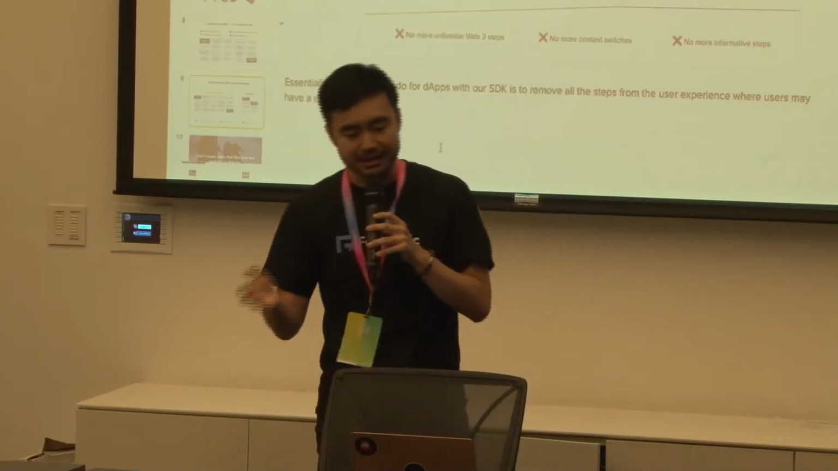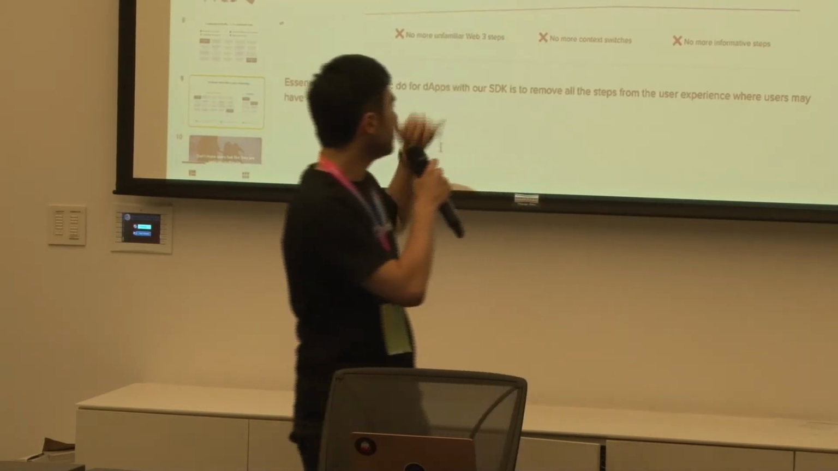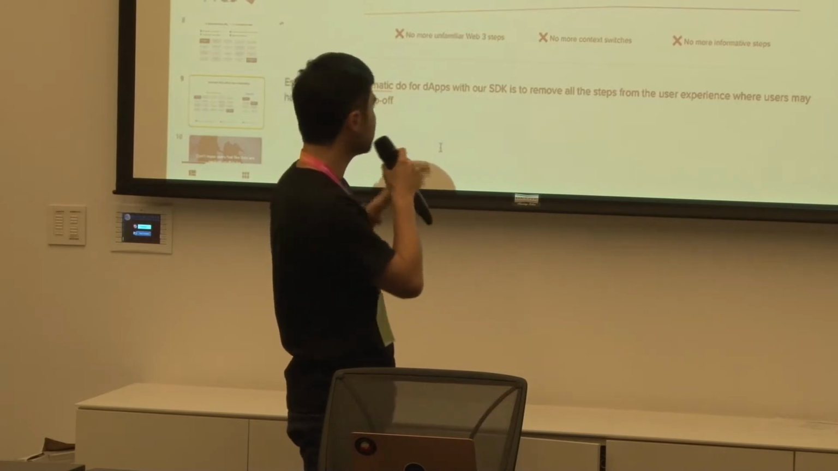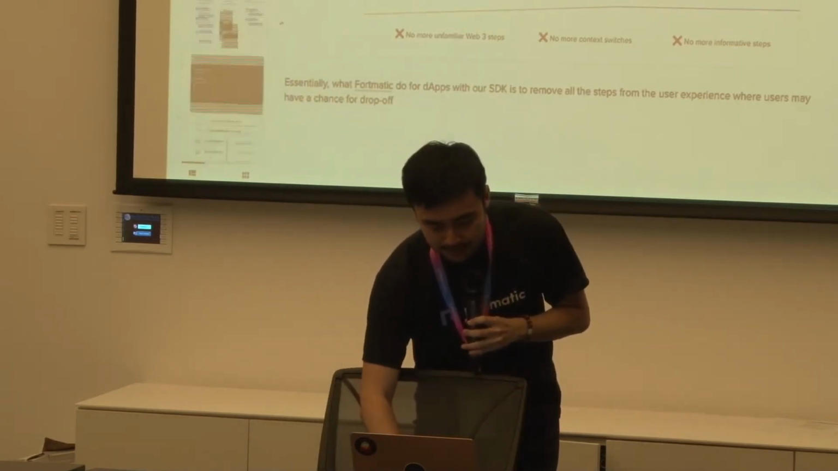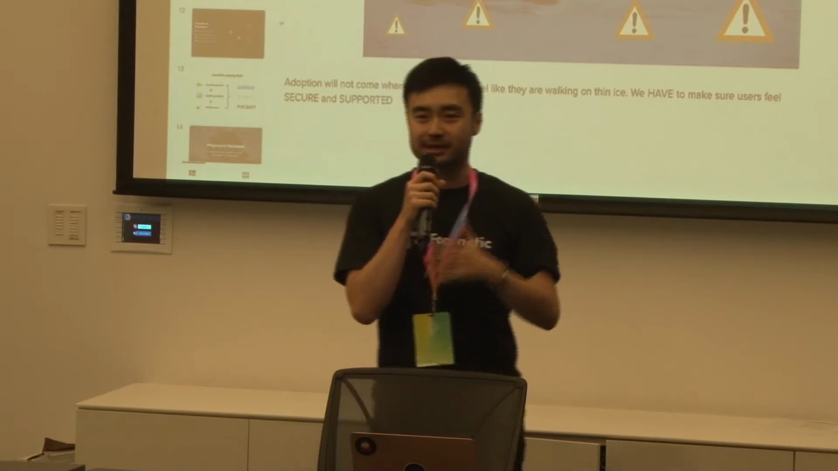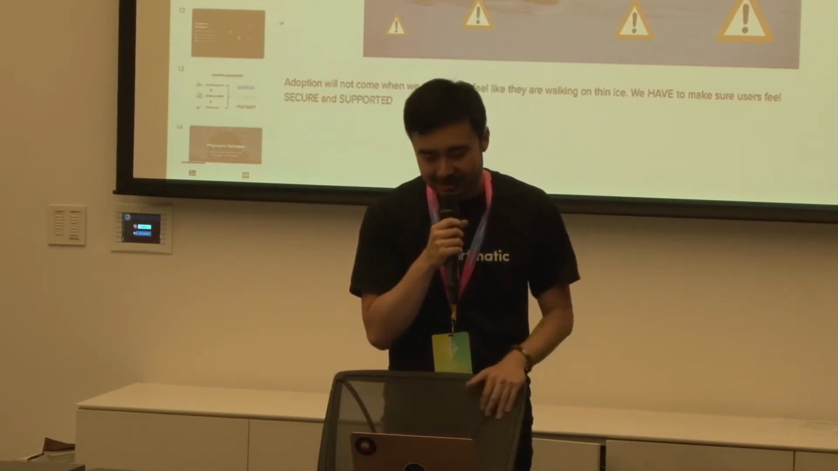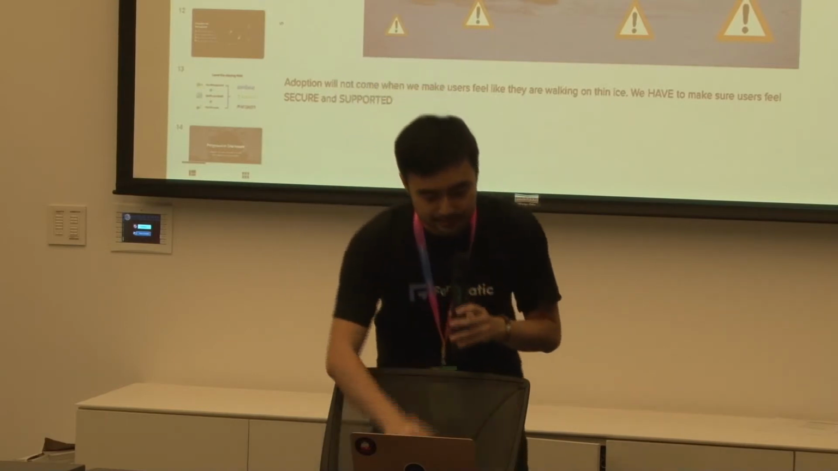Essentially, what Fortmatic did for dApps with our SDK is to remove all the steps from the user experience where users have a chance for drop-off. And basically the idea is, don't make users feel like they're walking on thin ice with all these warnings, having to be careful with everything. We have to make sure that users feel secure and supported.